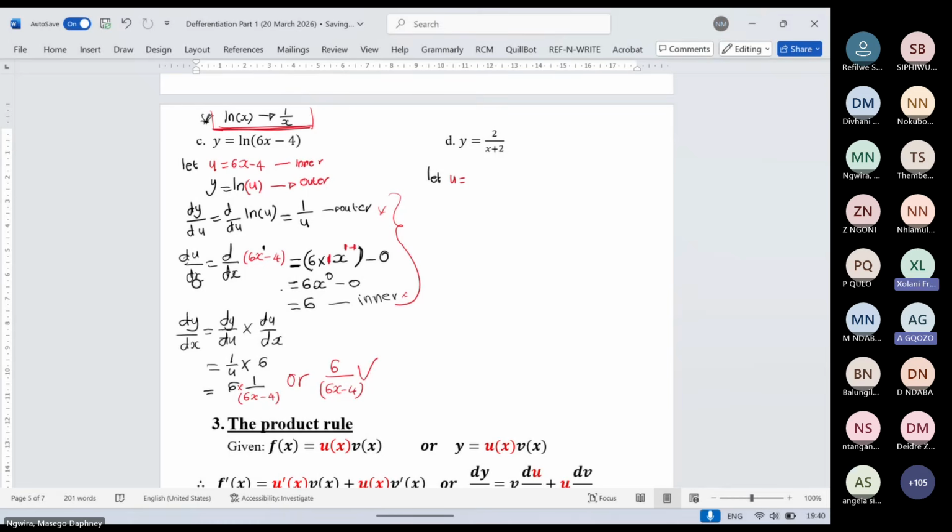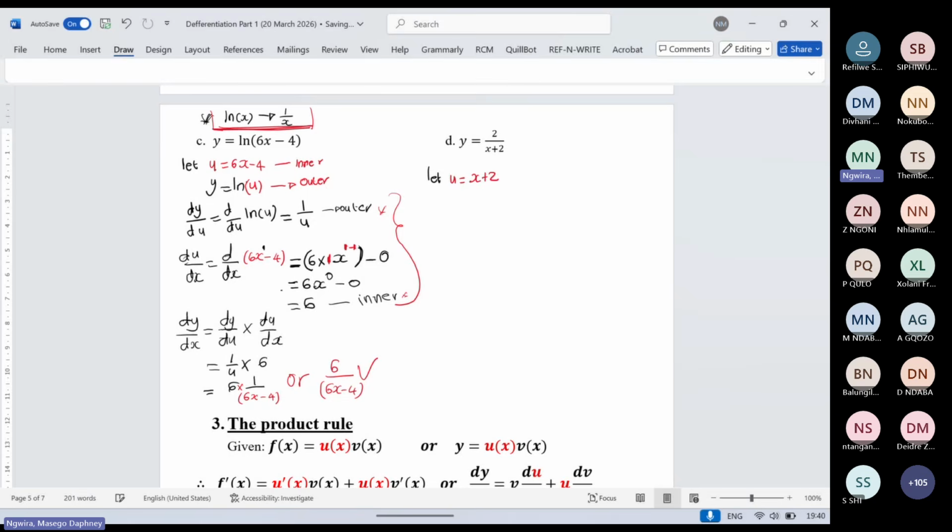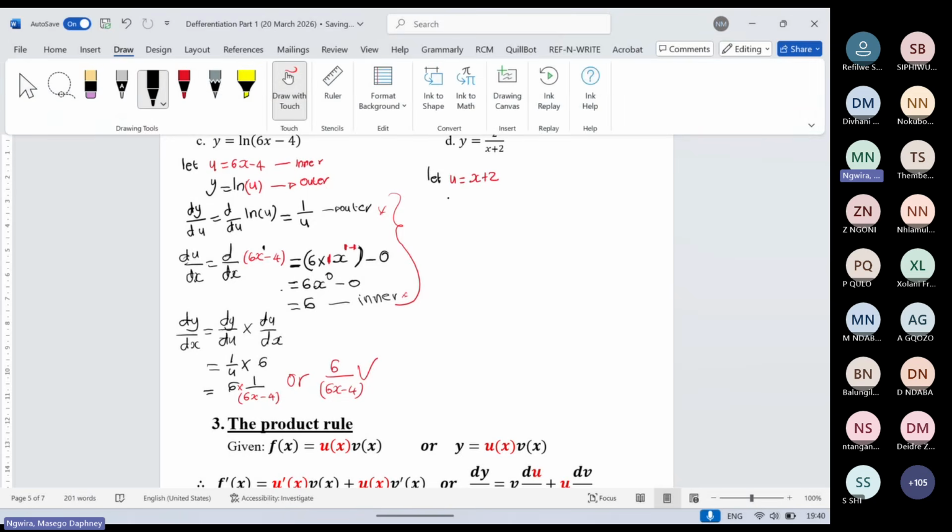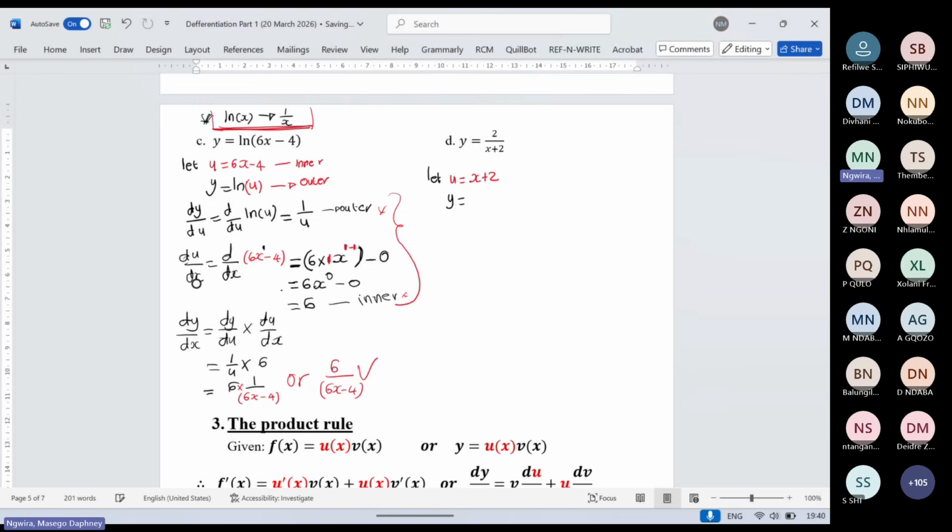x plus 2. So this will be x plus 2. So if my u is x plus 2, it means that y is equal to 2 over u. And remember, I said that you cannot differentiate if you don't have a power.